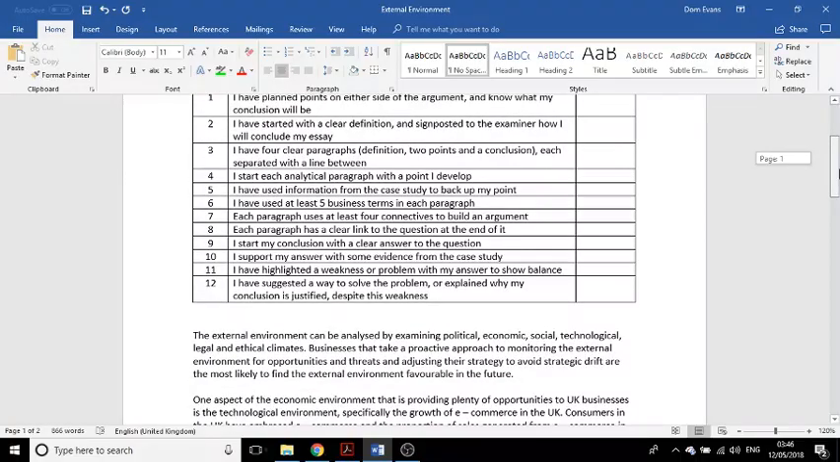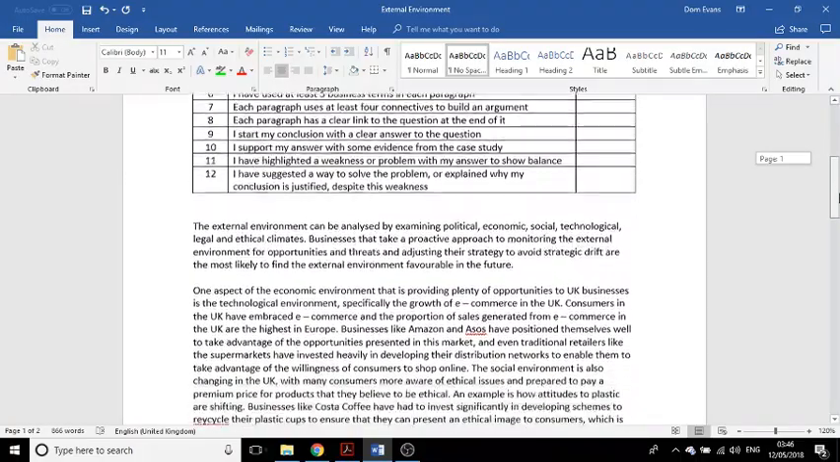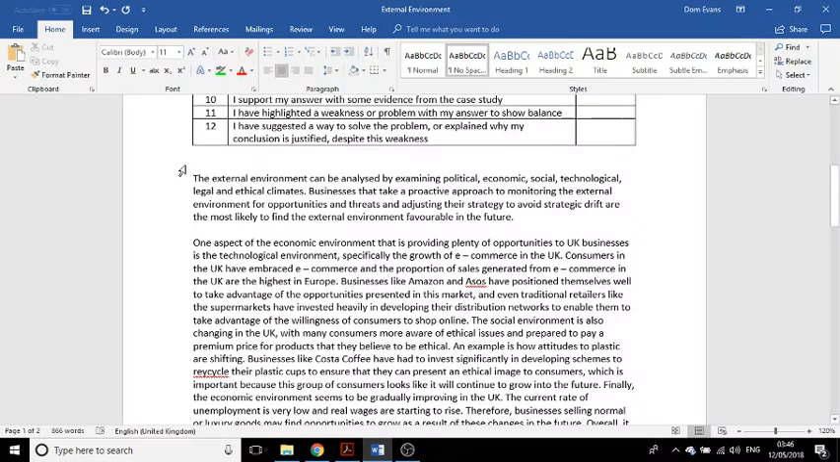Either way, let's have a read through my essay and have a look at the structure and how I've tried to answer the question. So first of all, I've got a short introduction. The external environment can be analysed by examining political, economic, social, technological, legal and ethical climate. Businesses that take a proactive approach to monitoring the external environment for opportunities and threats and adjusting their strategy to avoid strategic drift are the most likely to find the external environment favourable in the future.